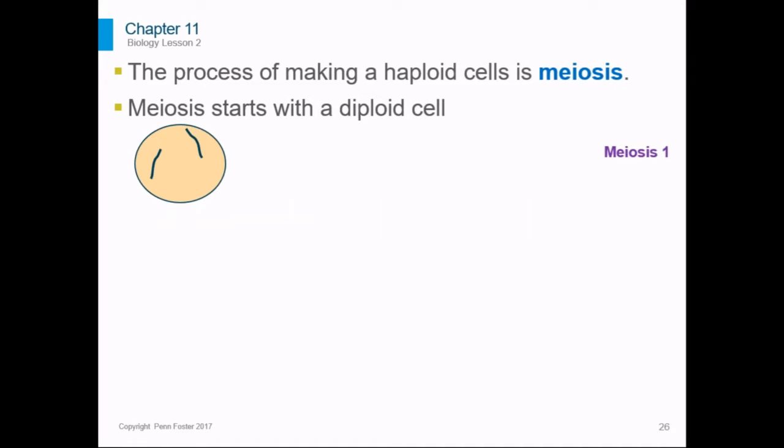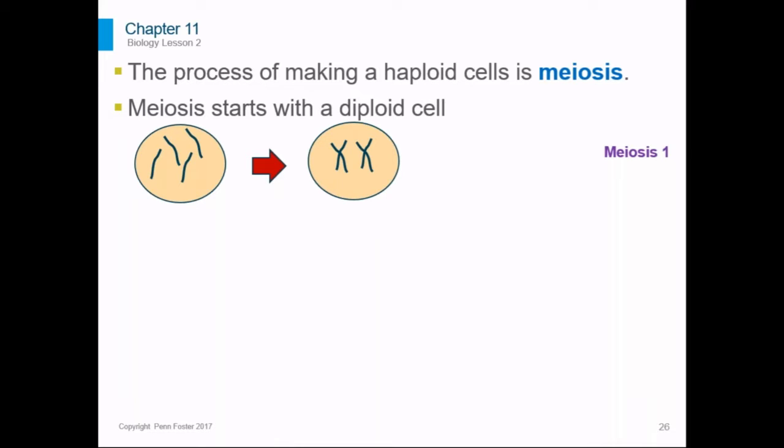Okay, so the process of making haploid cells is called meiosis. Meiosis starts with a normal cell in interphase. That's the phase of the cell where the cell is just doing normal cell stuff. And the DNA replicates, so the cell temporarily has four copies of DNA. So each of those X's is two copies, 1, 2, 3, 4.